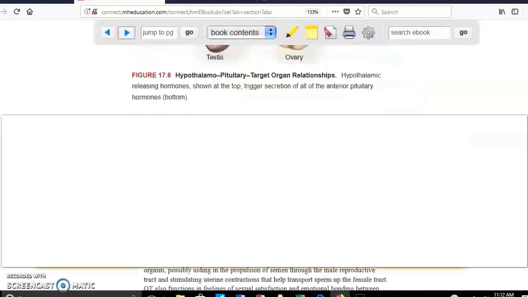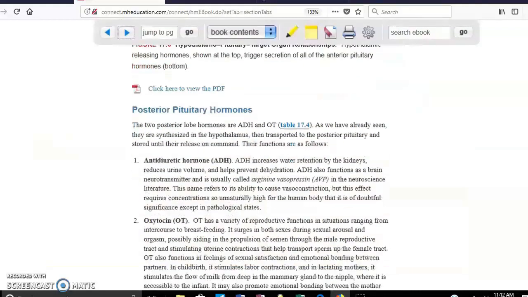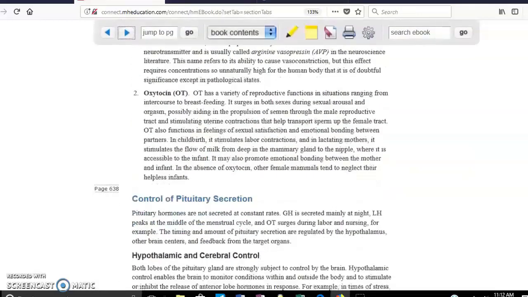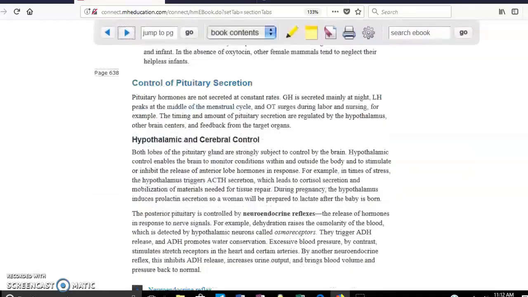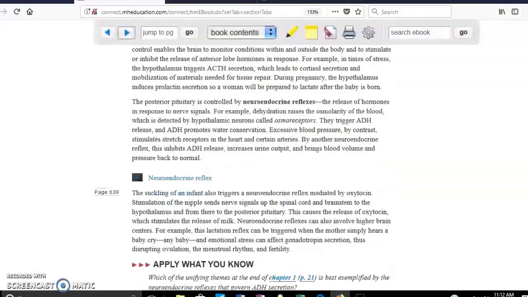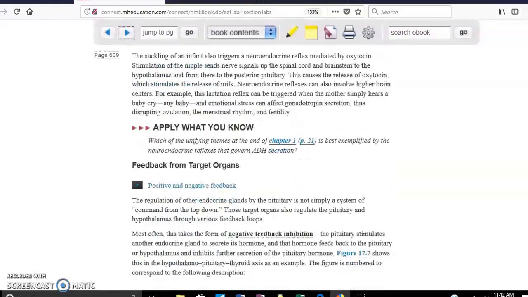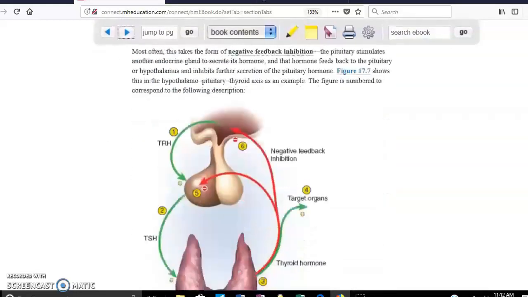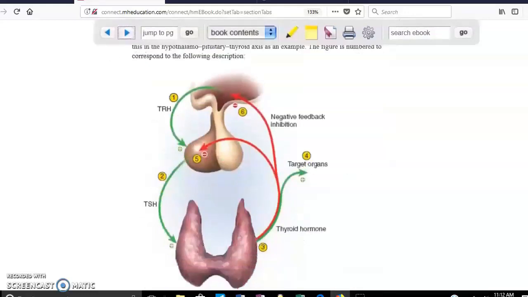So we keep scrolling down. Posterior pituitary, we have the antidiuretic hormone and oxytocin. We already mentioned that. Control of pituitary secretion, obviously that is done by your brain. What part of your brain in particular is going to be the hypothalamus. We said the hypothalamus controls everything in your body with respect to hormones, and how the target organs, in this case the other glands, are going to respond to that. Most of the time that is done with a negative feedback.